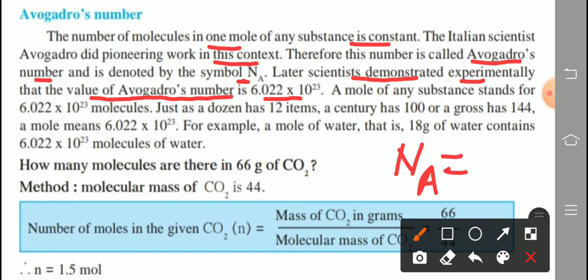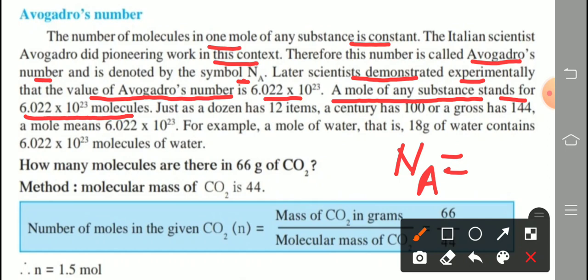So how many molecules does 1 mole mean? In short, 1 mole means how many molecules? So underline that sentence. 1 mole of any substance stands for 6.022 into 10 raised to 23 molecules, which is Avogadro's number. So in 1 mole of a substance, how many molecules are present?